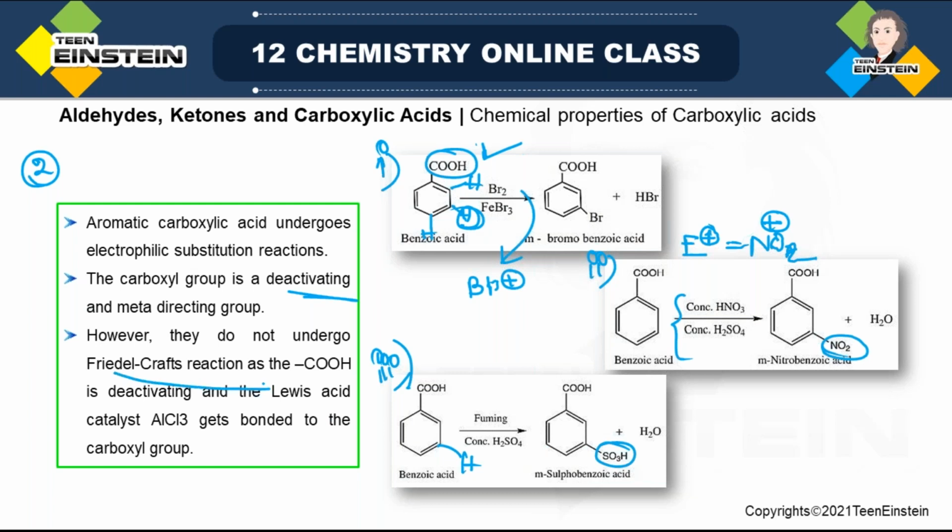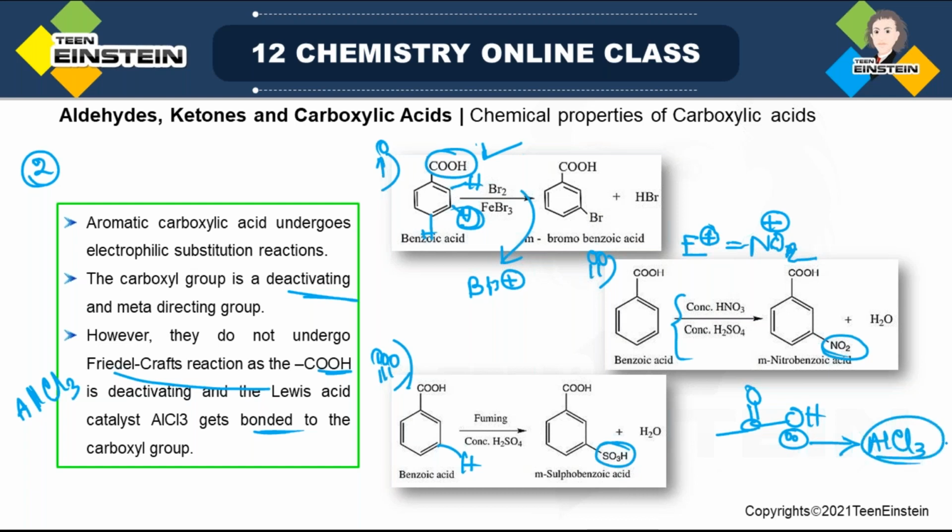That is, benzoic acid or any derivative of benzoic acid does not undergo Friedel-Crafts reaction, as this CO2H group is so deactivating. What happens when you try to do Friedel-Crafts reaction? We know in Friedel-Crafts reaction we use the Lewis acid AlCl3. Lewis acid means it is electron deficient, so this Lewis acid will be bonded to the carboxylic group, because in the carboxylic group you have OH and there is some lone pair over oxygen. So this will have some interaction with AlCl3 and be attached.